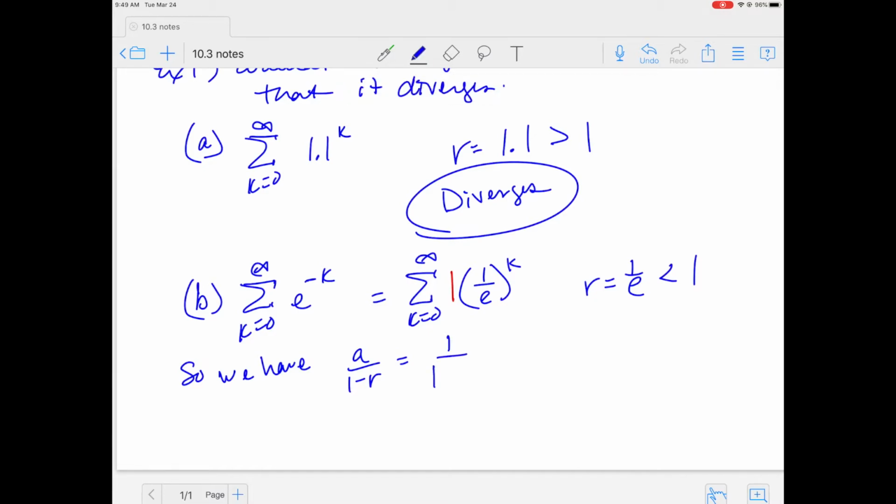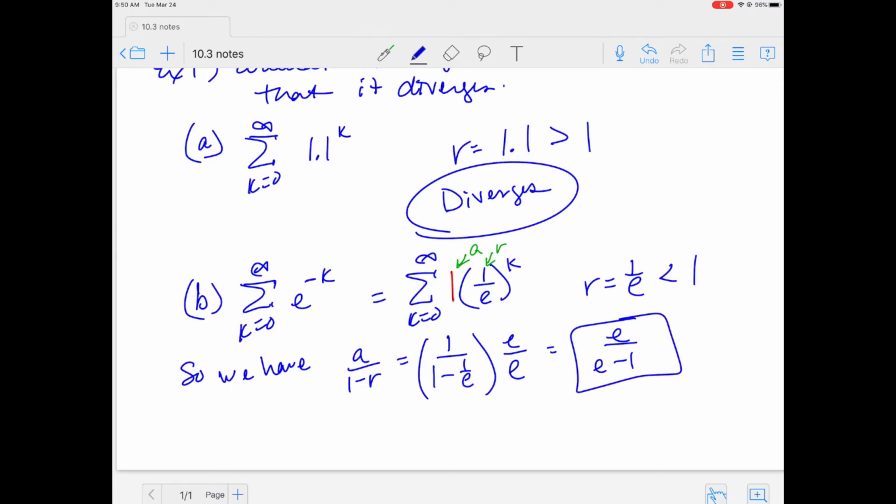And my r value is 1 over e. Do you see that? So this is a times r to the k. So that's my a. That is my r. Then you just do work. If I have a complex fraction, I'm going to multiply everything by e over e because that's my common denominator. And I get e over e minus 1. And that is the value.